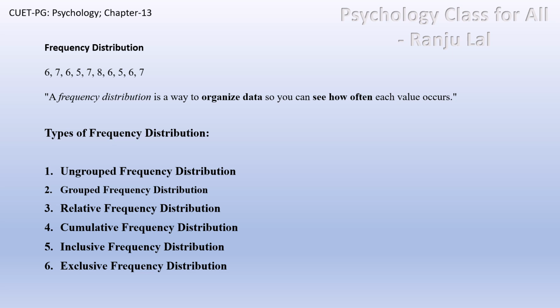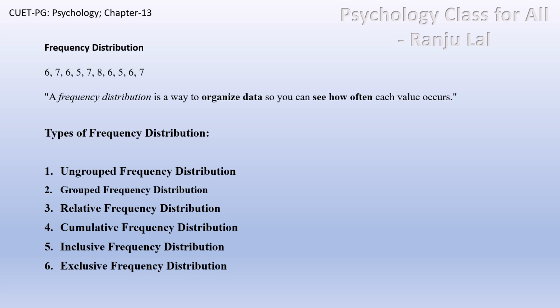Now I'll discuss frequency distribution and its types. Imagine you are a psychology teacher and you give a quiz to 10 students. These are their scores out of 10 that I have written over here: 6, 7, 6, 5, 7, 8, 6, 5, 6, 7. These are random numbers. You want to know how many students got each score. That's where a frequency distribution comes in.